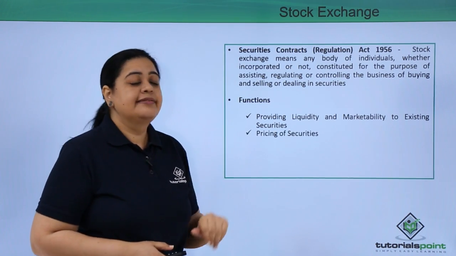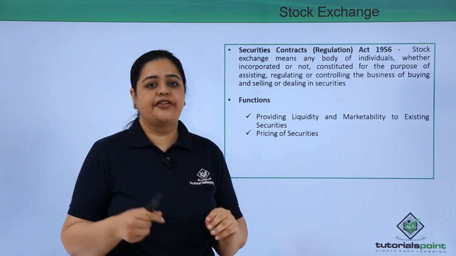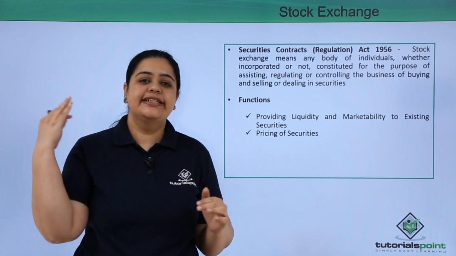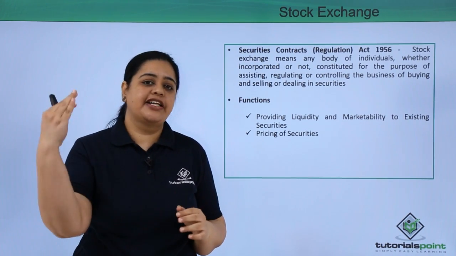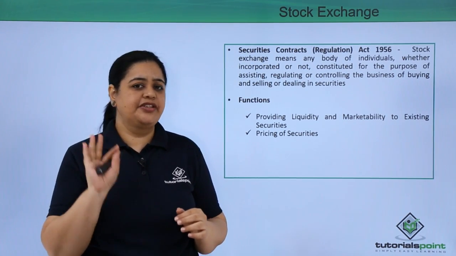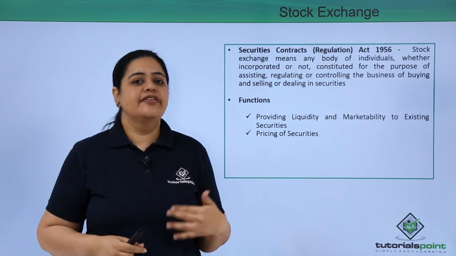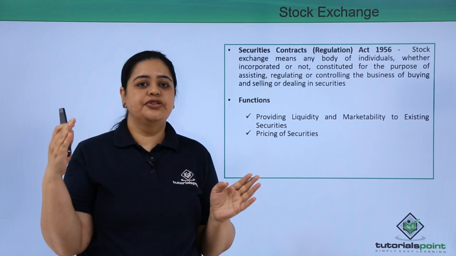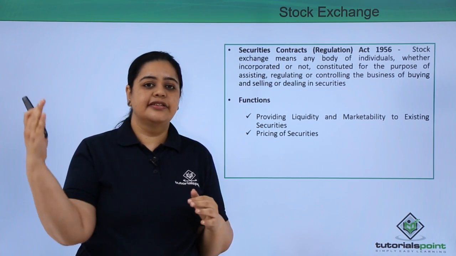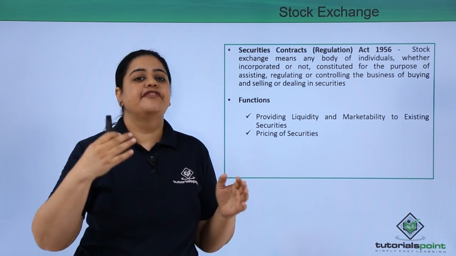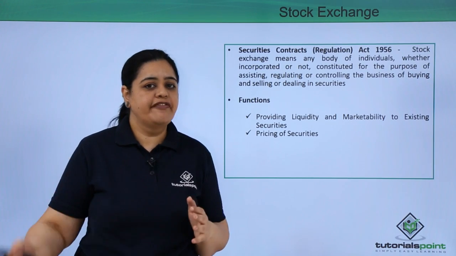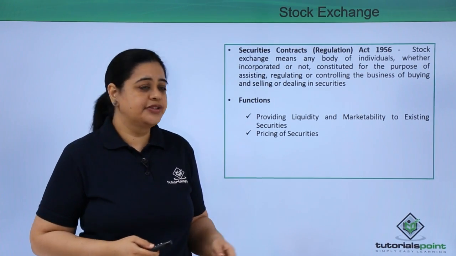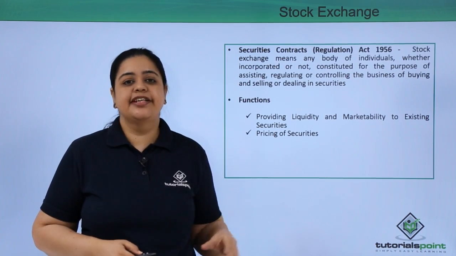Now, it helps in pricing of securities. If you happen to get a chance, go and look at the top 10 companies who have the highest price on either NSE or BSE. You can just search it on the net and you will see how certain shares are priced in the range of 1 to 2000. There are some securities which are priced at a whopping 22 to 25,000. So the cost of one share is 22 to 25,000. So it helps in pricing the securities.